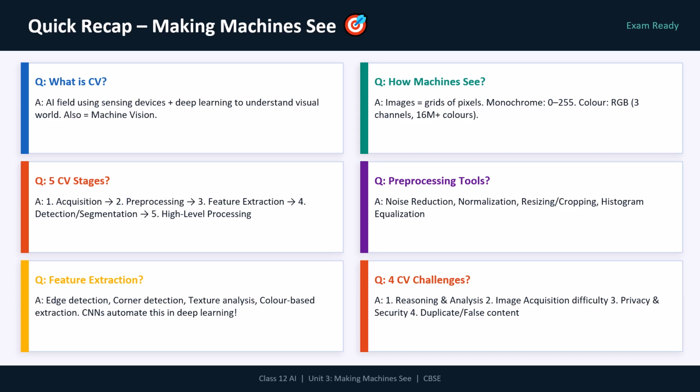How many stages in CV? 5. Acquisition, preprocessing, feature extraction, detection segmentation, high level processing. 4 pre-processing techniques: noise reduction, normalization, resizing, histogram equalization. Feature extraction types: edge, corner, texture, color. CNNs automate all of this in deep learning. 4 challenges: reasoning, image acquisition, privacy, duplicate content. If you get all of these right, you are absolutely ready for the unit.